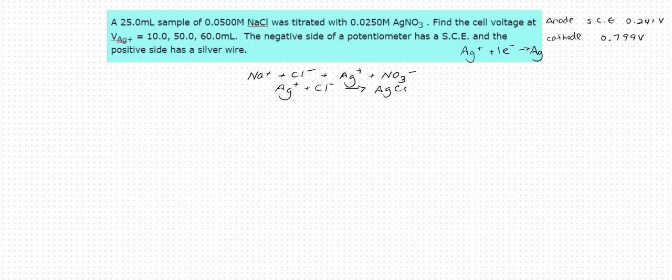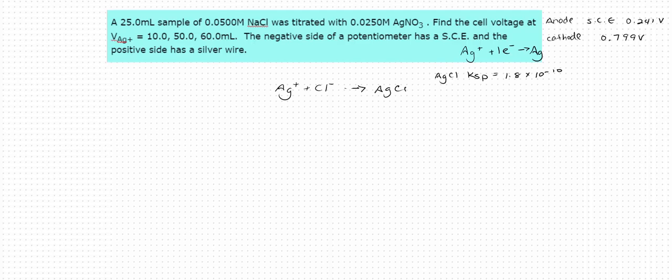And here we have the formation of silver chloride. So that is our insoluble salt. Silver chloride has a KSP value of 1.8 times 10 to the negative 10. So all of this information we need before we can even start to calculate.